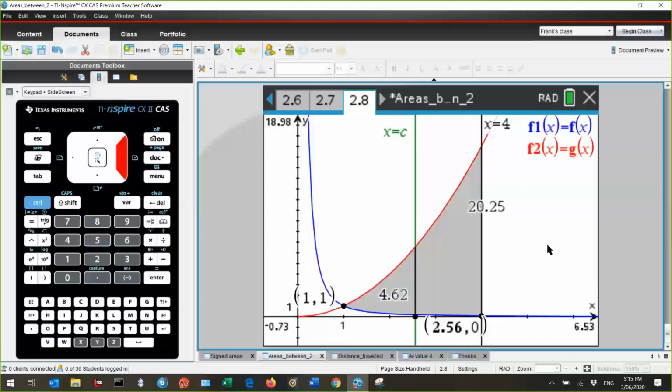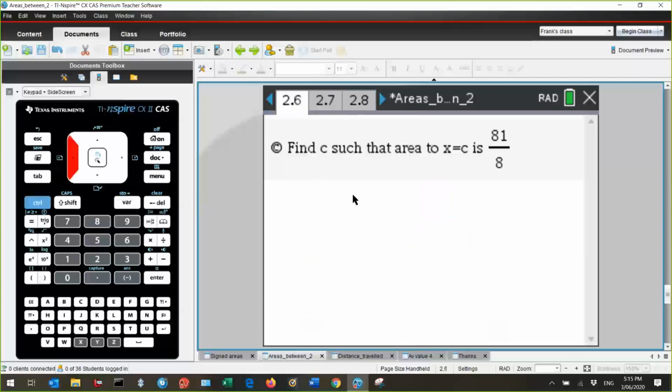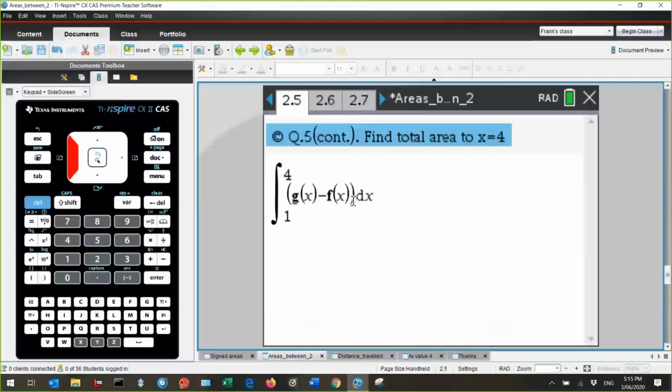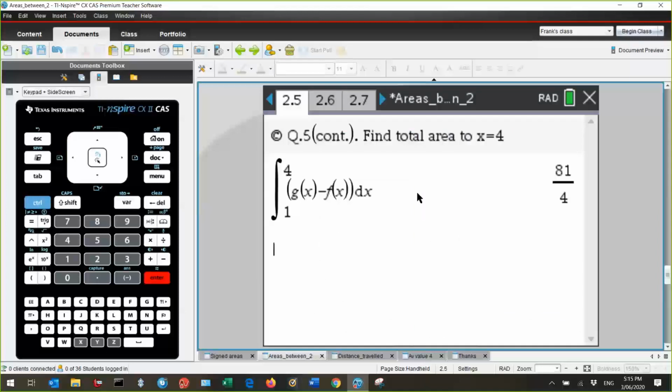Okay, now let's go back and do the same thing in the calculator application. This time, though, note that g of x is above the f of x, so I'm going to have them the other way around. Okay, so I get 81 on 4, which is the same answer. It's 20 1/4, the same answer that I got in the graphs application.